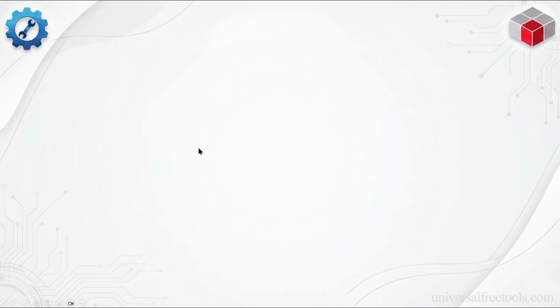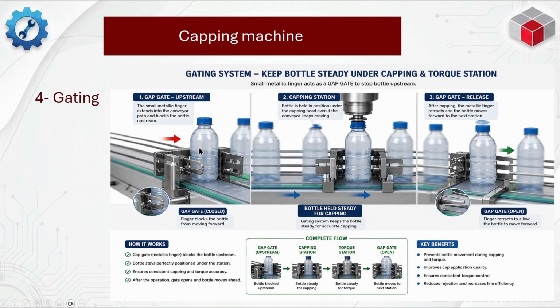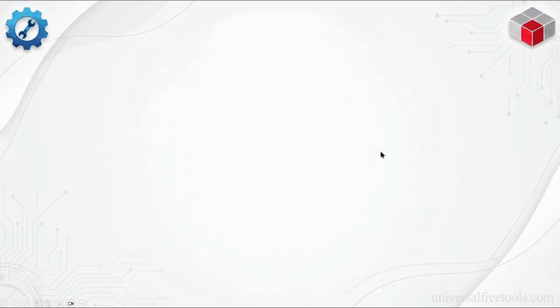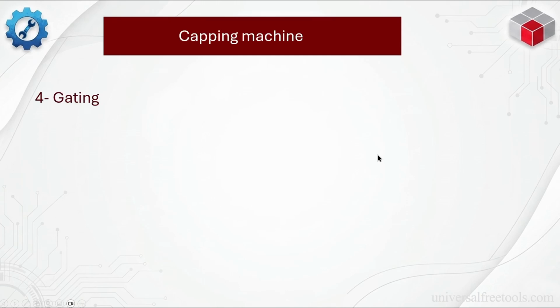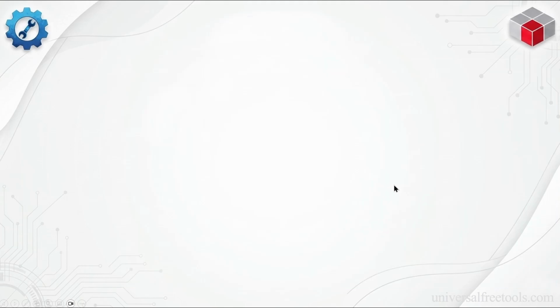Gating system. The gating system manages the flow of bottles inside the machine. Using sensors and stoppers, it controls when bottles stop or move to the next station. This ensures proper spacing, accurate positioning, and smooth operation throughout the capping process. The gating system controls the movement and positioning of bottles inside the machine. It stops each bottle exactly under the capping station and torque station to ensure accurate sealing and smooth operation.